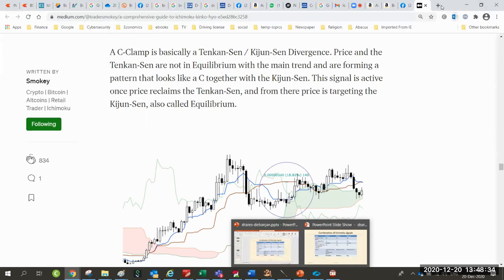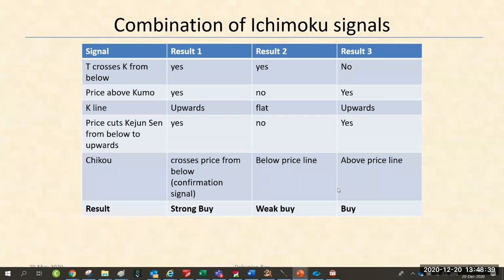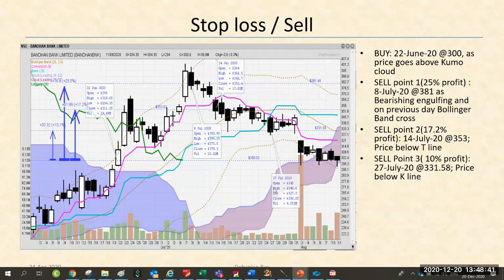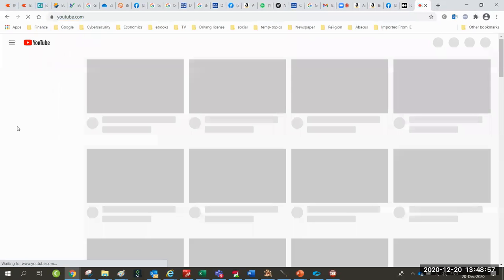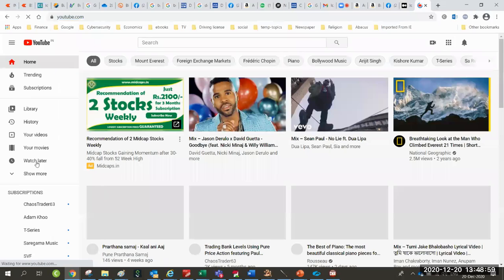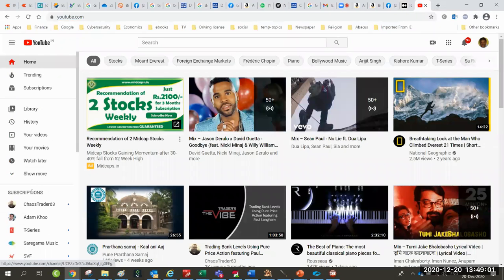The C clamp concept is actually there in my slide. It is almost this one. That means the price is in between the T line and the K line. Some people call it this, but you should go to YouTube and you'll find it. Let me save this one.